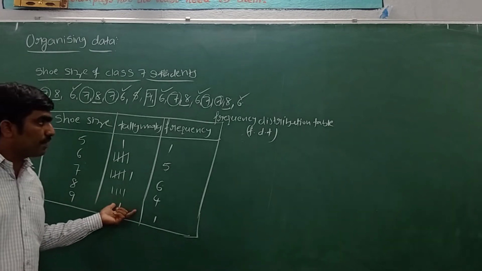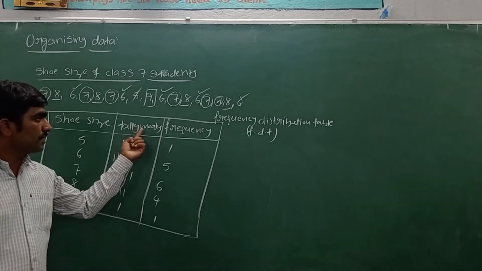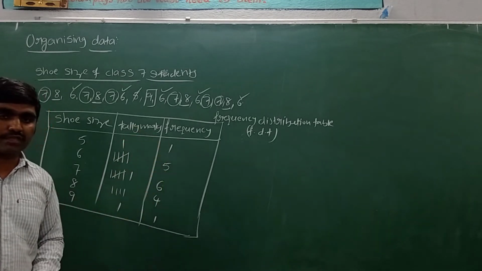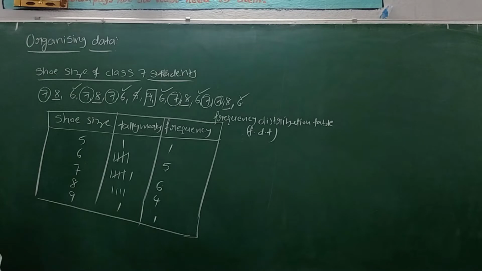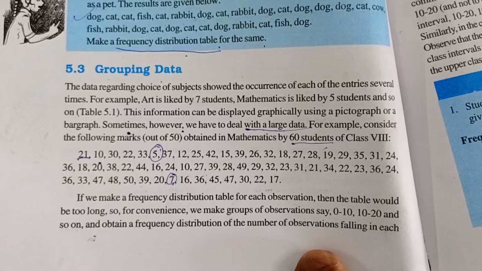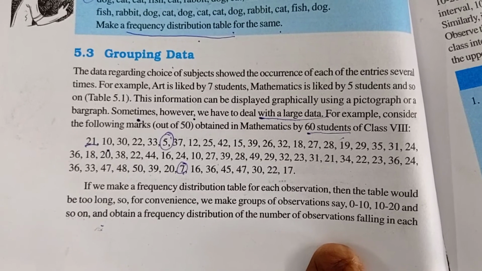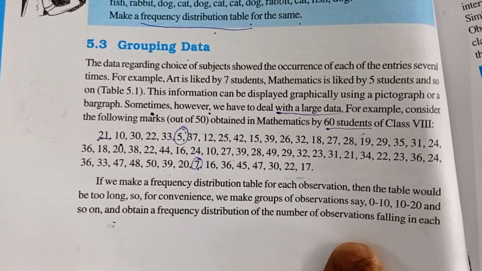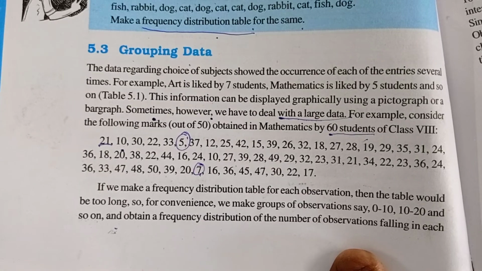So this is the way we can represent the information by using tally marks, which is called a frequency distribution table, which makes it easier to understand the data. See, we just explained how we can arrange the data in a systematic order by using tally marks.